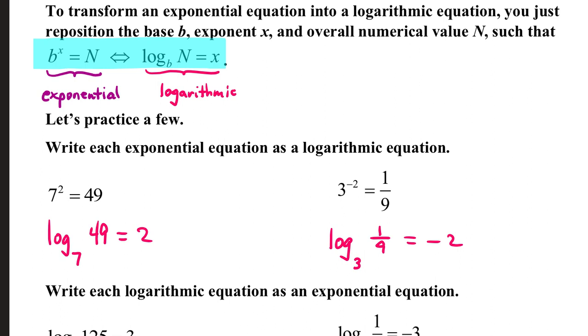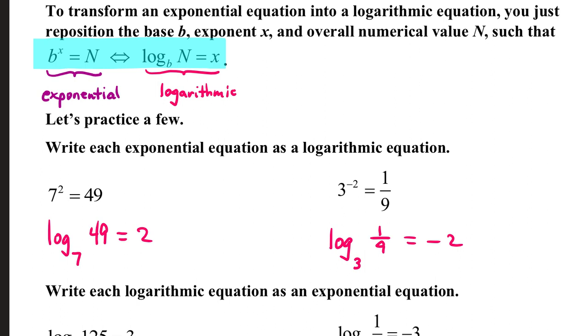The exponentials you're very familiar with. For example, 7 squared is equal to 49. A couple of 7s multiplied together gives you 49. Written as a logarithmic equation, your base number 7 becomes a subscript. Your numerical value 49 becomes the n value, the numerical value. And your exponent 2 is what your logarithm is equal to. So it really is just repositioning b, x, n.